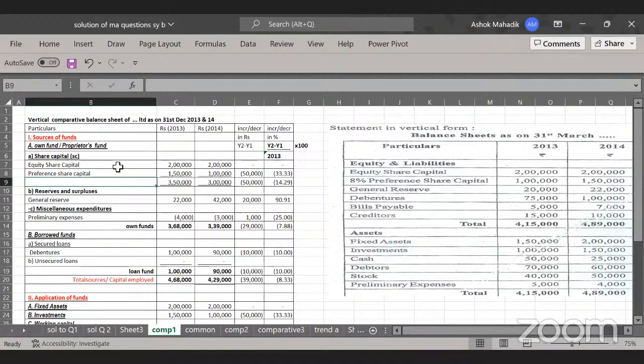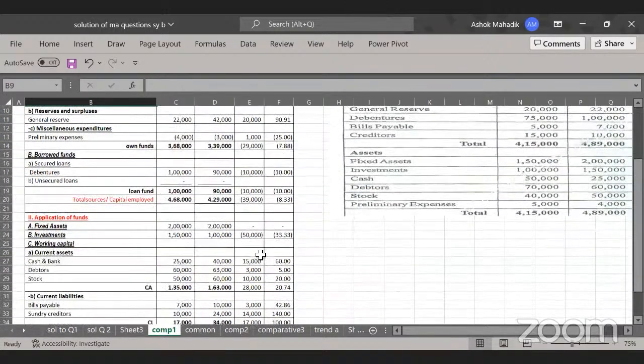So your own fund will have share capital, reserve surplus, and miscellaneous. After that, borrowed fund will have secured loans and unsecured loans. Suppose there are only 1 or 2 items, you need not do bifurcation. Just write borrowed funds, and below that write debentures, public deposits, loan from directors. These are the items of borrowed fund. This was the first side of the balance sheet.